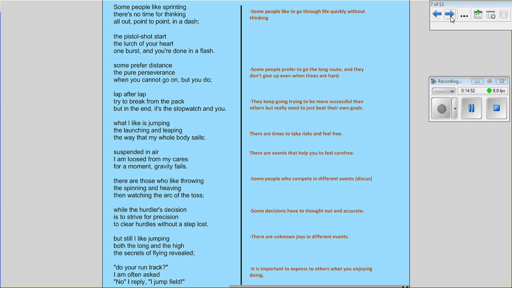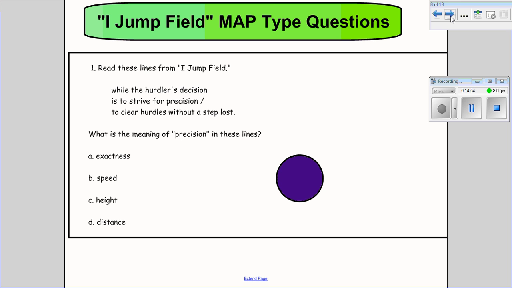All right, so what we're going to do now is go through and review some MAP-like questions, because you know you will be taking the MAP test next week. Go ahead and number your sheet 1 through 5, answer this question, pause the video, and then once you have answered it, restart the video.